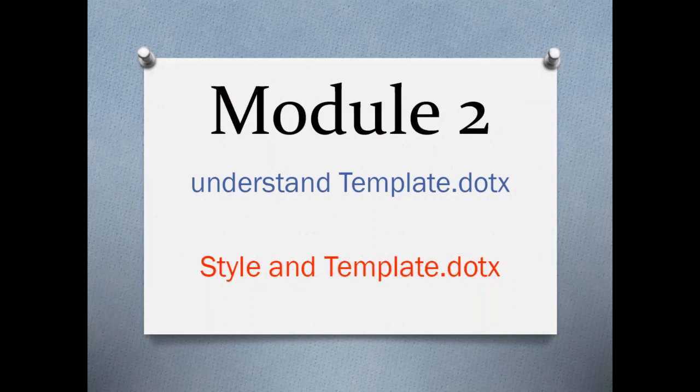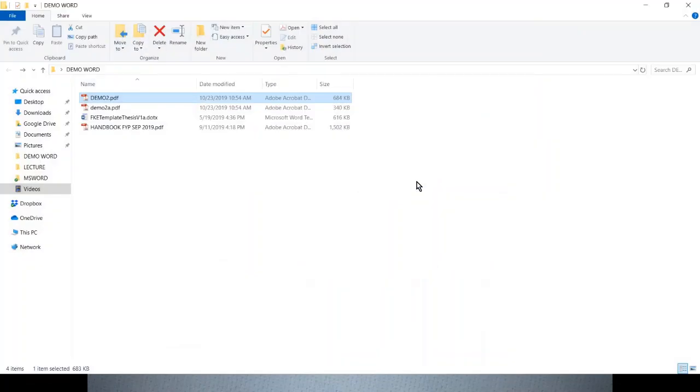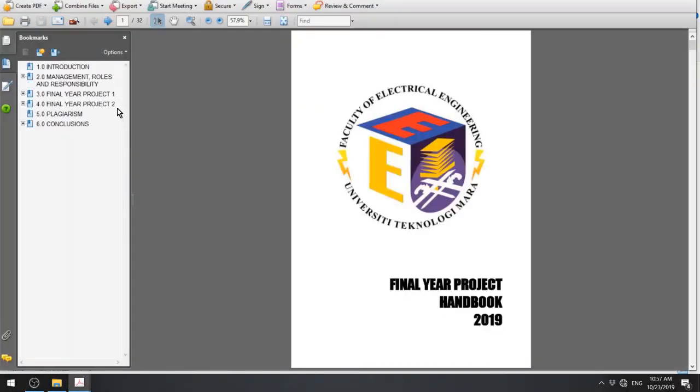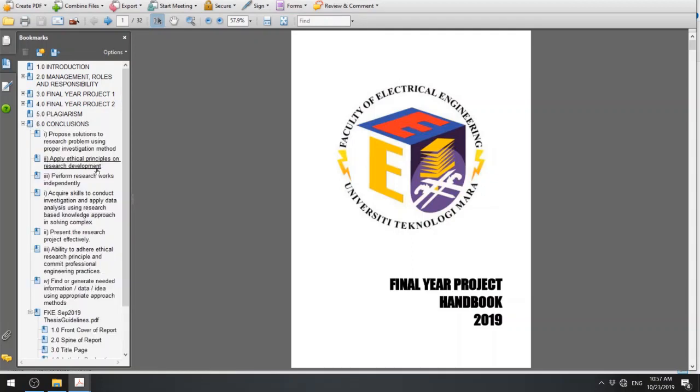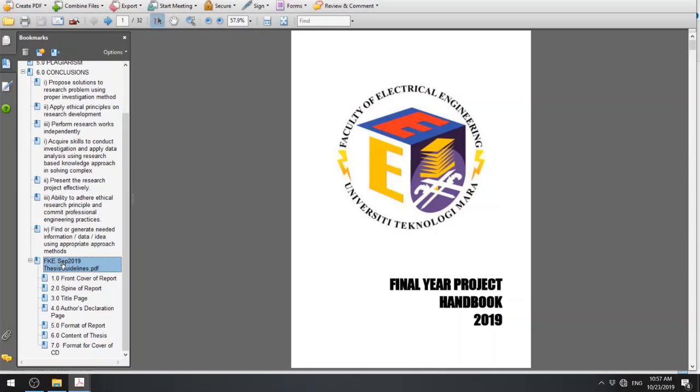So first, let's have a look at the guideline itself. Okay, so as you download from the website, you're going to get this handbook FYP updated September 2019. So this is the latest handbook. If you click the handbook, it will contain all the aspects of FYP 2, what to do, procedures, and at the end of the book, if you click that.